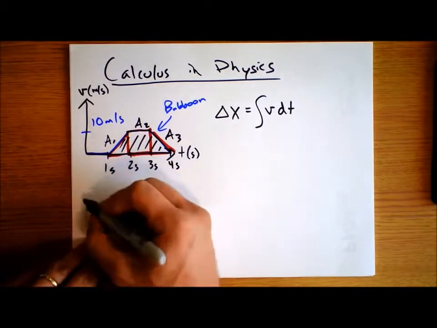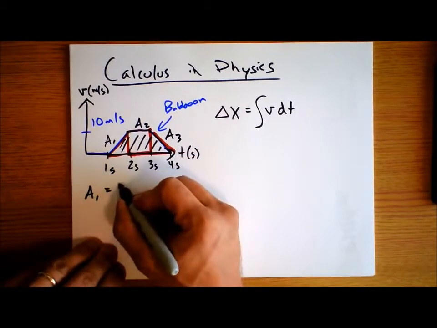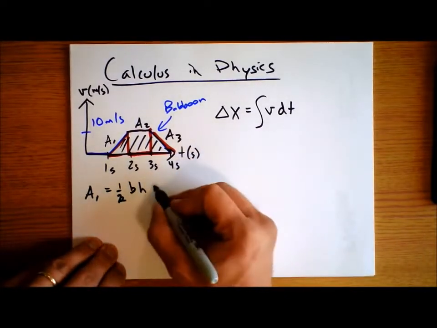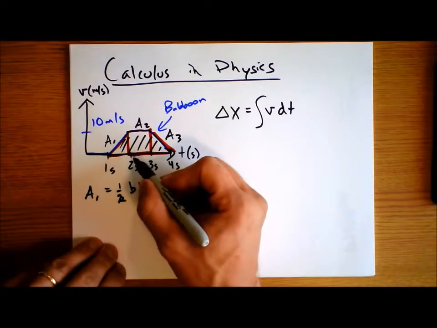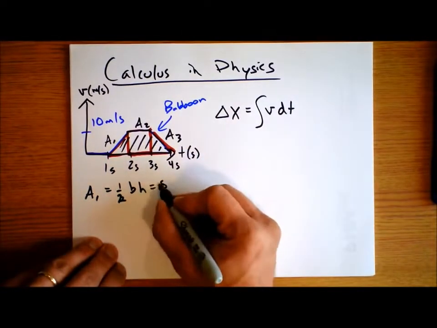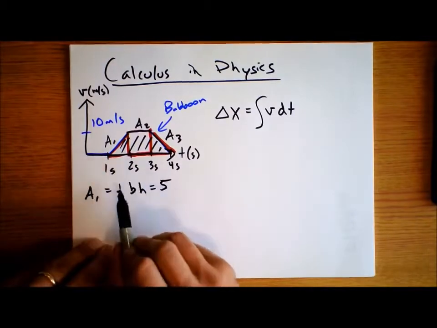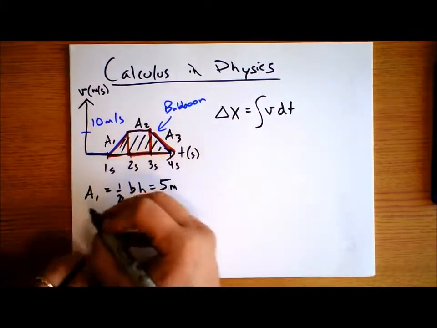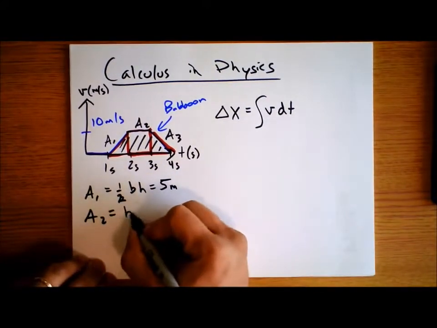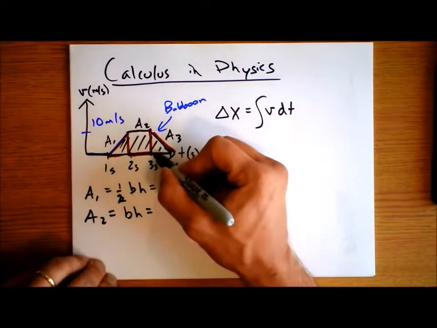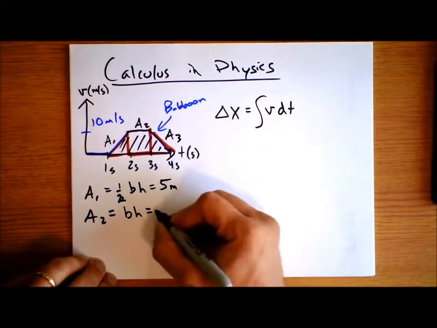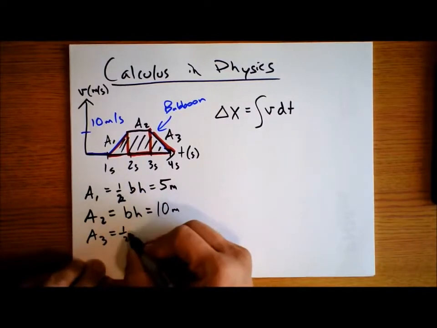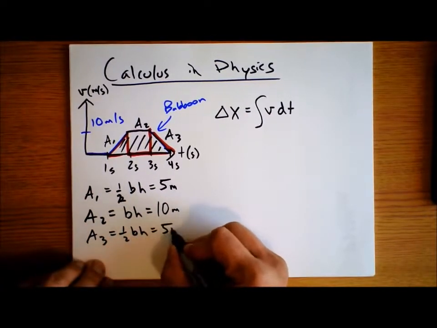So the area of area 1 is 1/2 base times height, and that's equal to, let's see, the base is 1 and the height is 10, so that's 5, and the units of the base is seconds, and the units of the height is meters per second, so we're going to 5 meters. Area 2 is base times height, so we've got 1 second times 10 meters per second, 10 meters, and area 3 corresponding to area 1, 1/2 base times height, also 5 meters.